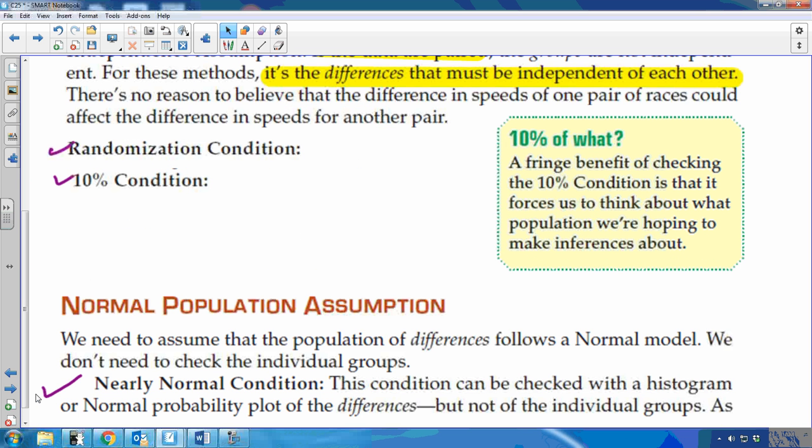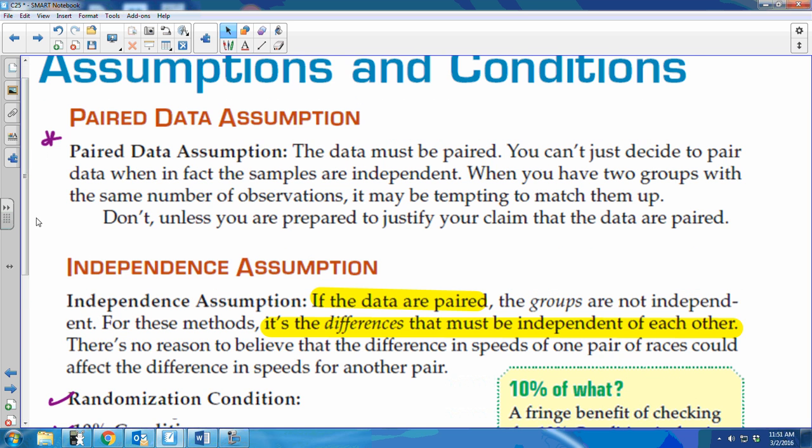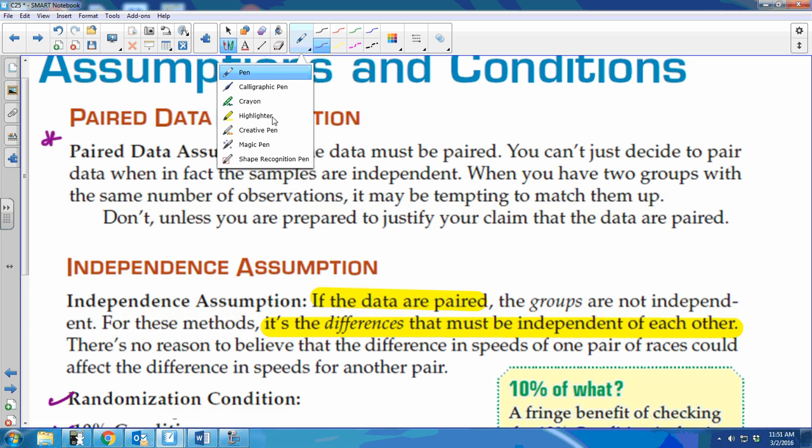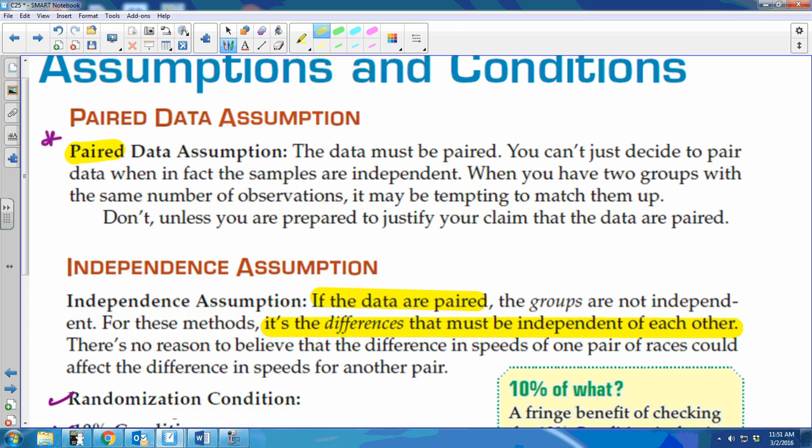You need to look at a plot of the differences. So you're not comparing two plots. Again, we're not looking at outer lane versus inner lane. I'm looking at a plot of the differences. So all those conditions are still there. And then you have to make sure you mention somehow why the data is paired. You can't just say it's paired because you feel like it. Okay? You need to justify why it's paired.